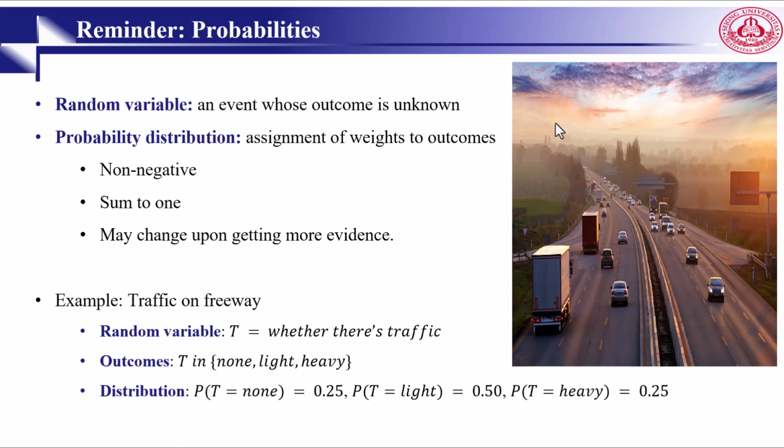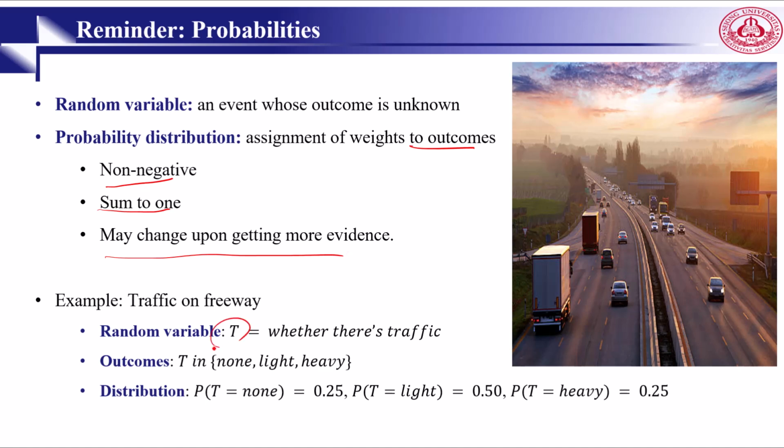We learned in probability that random variables represent an event whose outcome is unknown to us. And we learned the probability distribution, that is an assignment of weights to outcomes, right? So probabilities are non-negative. If we sum them all together, they will become 1. It means the sum of all probabilities is equal to 1. And as we get more evidence, probability may change, right? So there is one example here.